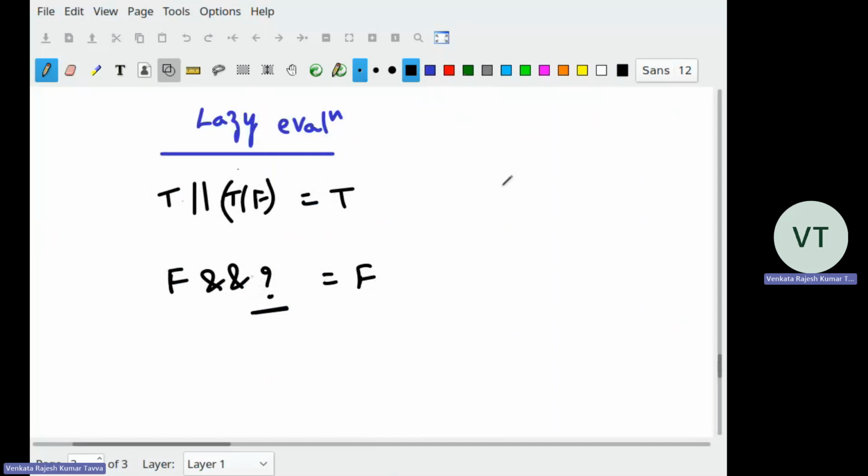But the other two cases you need to evaluate. Suppose I have true and something. Do I need to look at the second argument or not? That has to be evaluated. Similarly, false or something, the second argument needs to be evaluated. But in these two cases, the second argument need not be evaluated. All right, so let's look at an example.